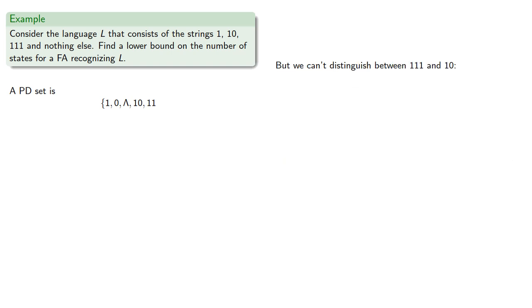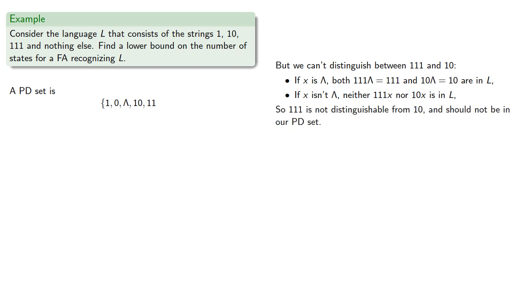But we can't distinguish between 1, 1, 1 and 1, 0. That's because if x is the empty string, both 1, 1, 1 empty and 1, 0 empty are in L. But if x isn't the empty string, then 1, 1, 1, x is a string of length greater than 3, so it's not in L, and 1, 0, x is not in L because no string beginning with 1, 0 is in L. So 1, 1, 1 is not distinguishable from 1, 0, and should not be in our pairwise distinguishable set.